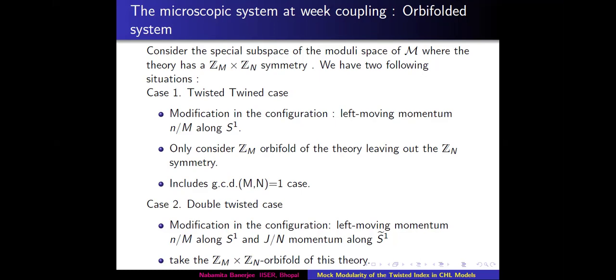The results are known. And then there is the doubly twisted case, as I call it, where both Zm and Zn orbifolding are done. So the momentum along S1 also gets changed to N by M units, and J also gets changed to J by N. Do they act as translation or something along the circle? Along the circle. They also act on the internal space. Yes. So one has to take both into account to compute the index. And these are done.